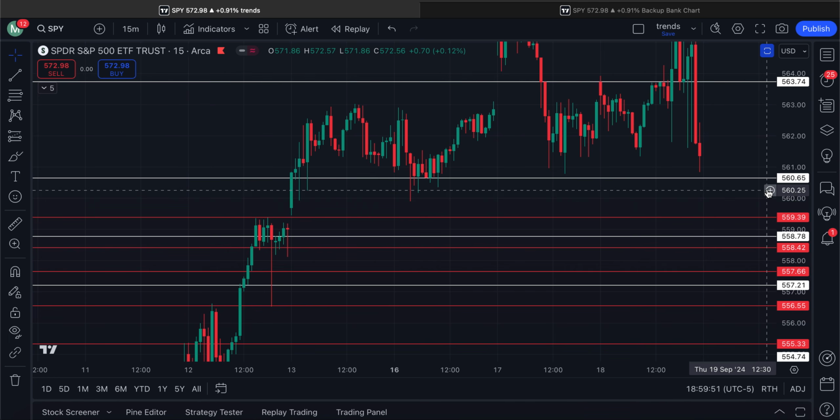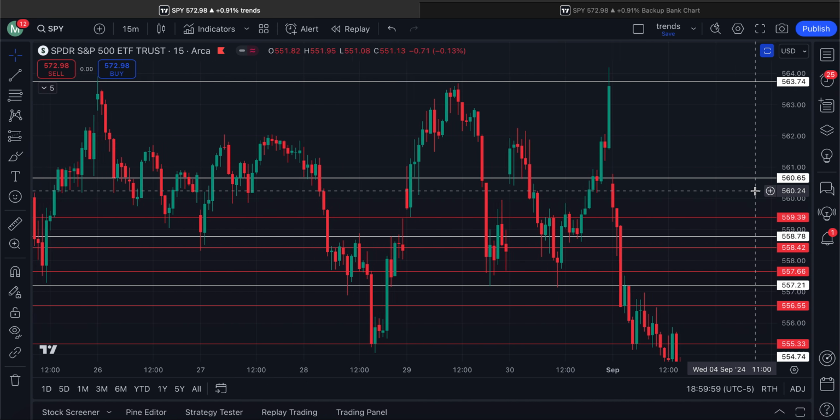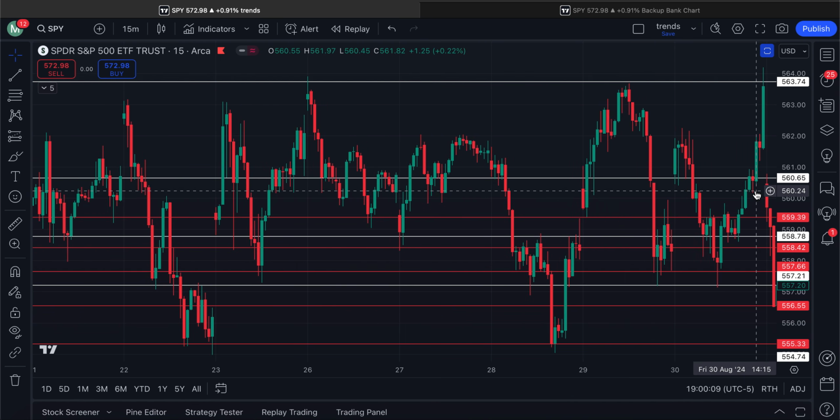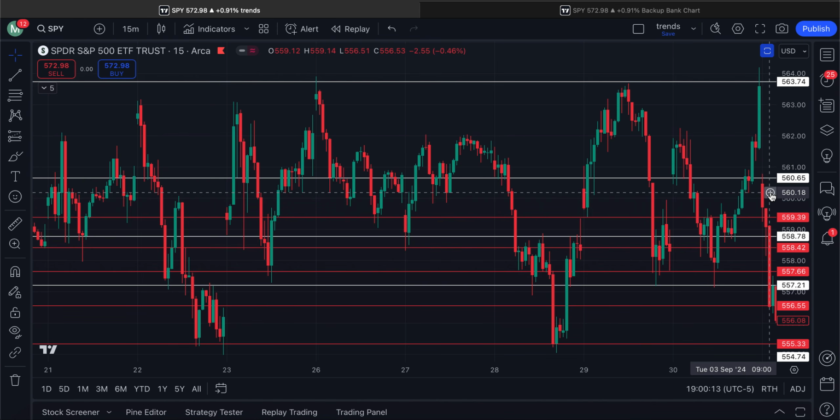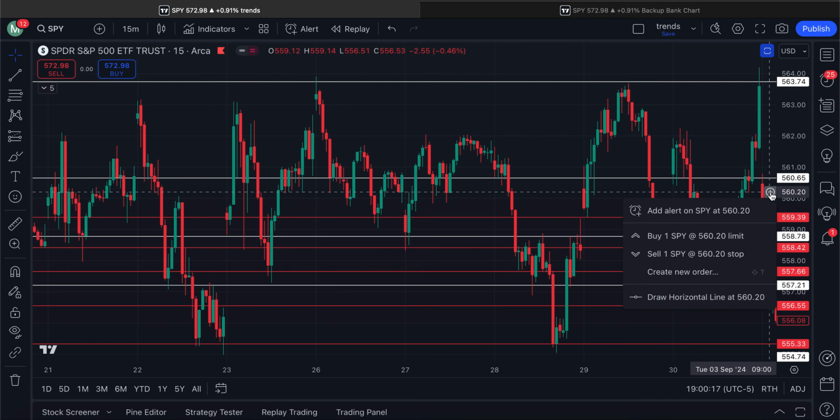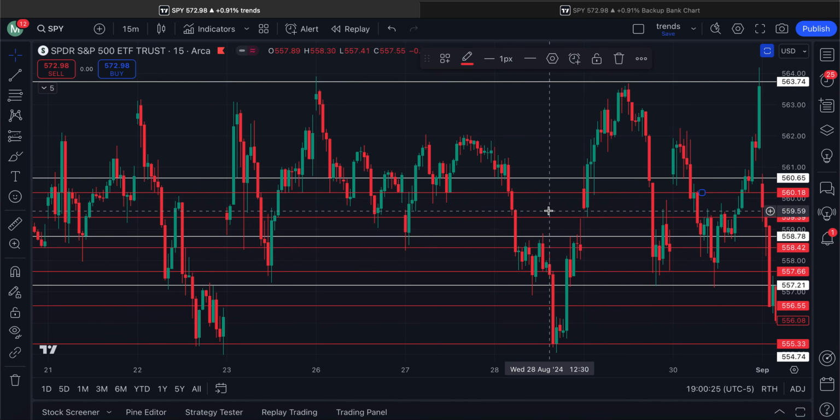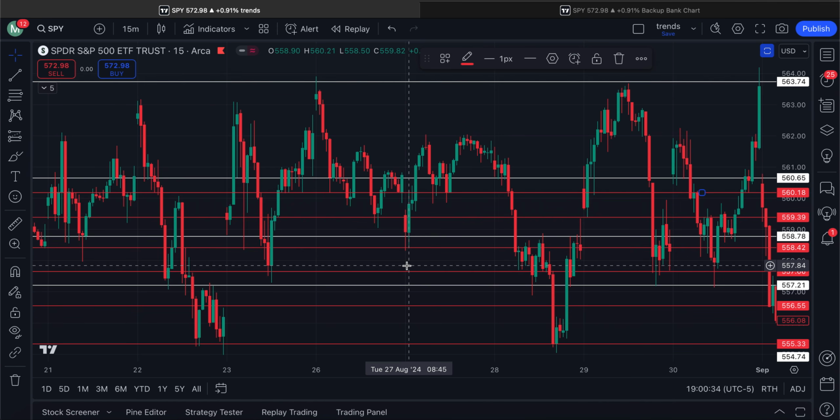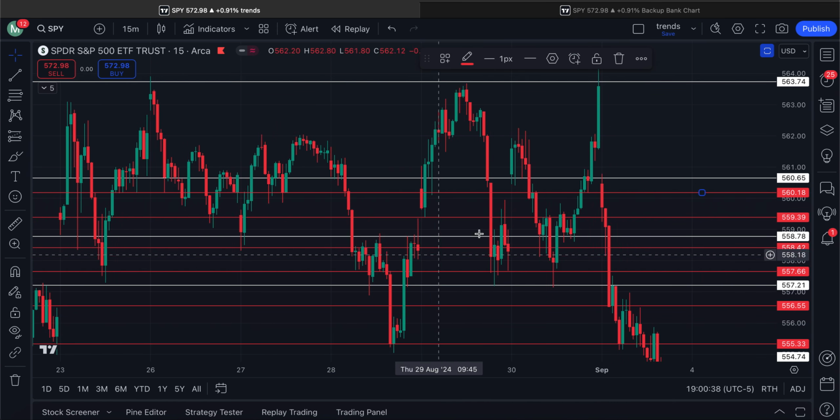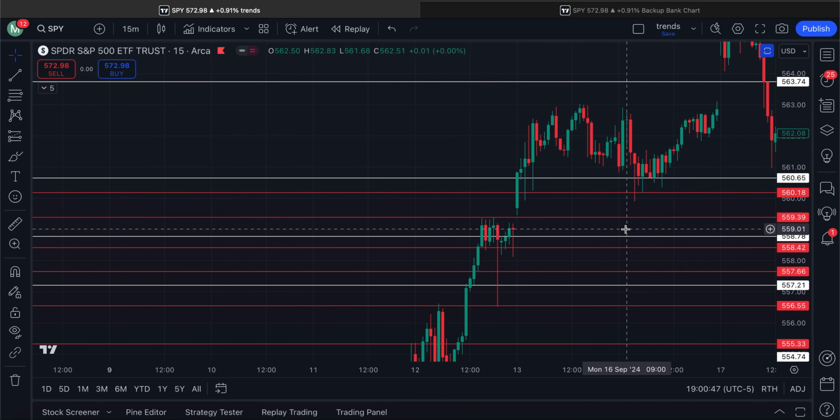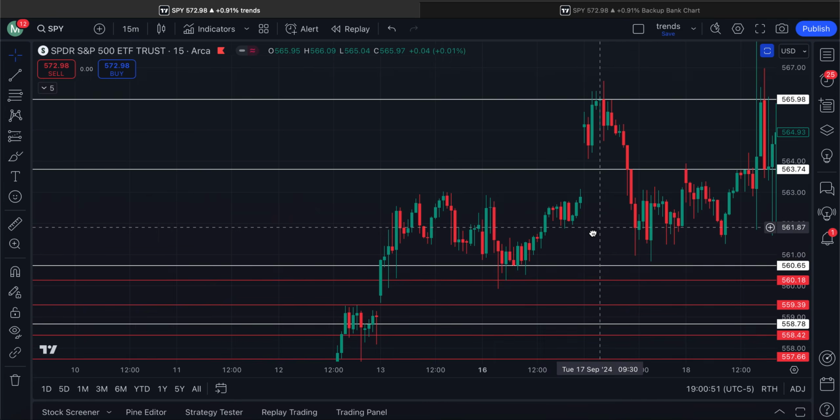560.65 till 560.65 to 560.18 is my supply zone.